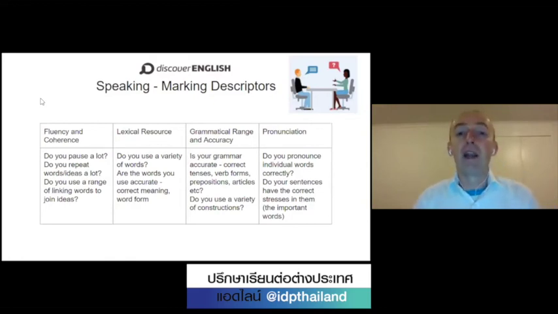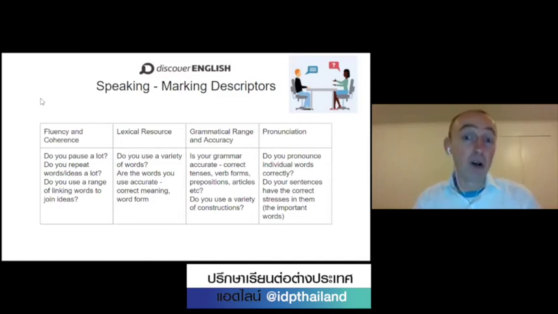Now, someone in the chat earlier, I noticed, asked, are the 4 areas for writing, and I guess the same for speaking, are they all marked? Are they all given the same weighting? And the answer is yes. So fluency and coherence 25%, lexical resource 25%, grammar 25%, pronunciation 25%. So it's the same for the speaking and the writing. Each section has equal weighting, which is very important to understand.